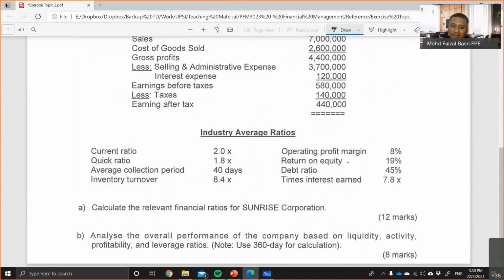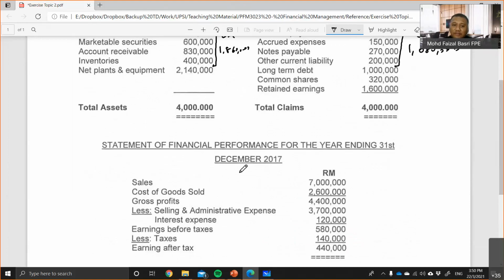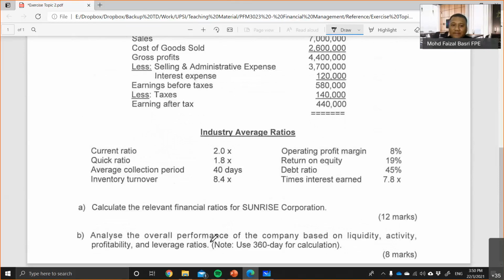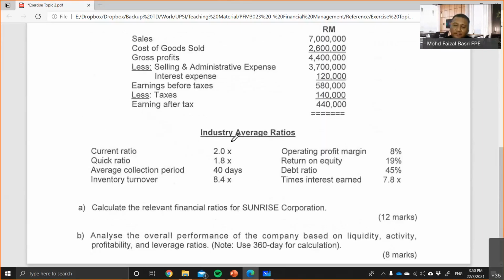So our task is first to calculate the ratio for Sunrise, which is the company. We got 1.72 just now for the current ratio. And next, we have to compare against this industry average. Which one is better, Sunrise company or industry average? If we focus on the current ratio, Sunrise company is 1.72, but the industry average is 2.0 times.